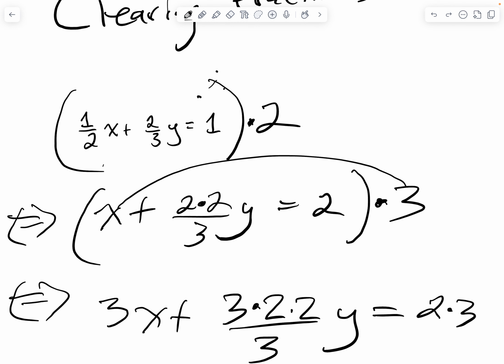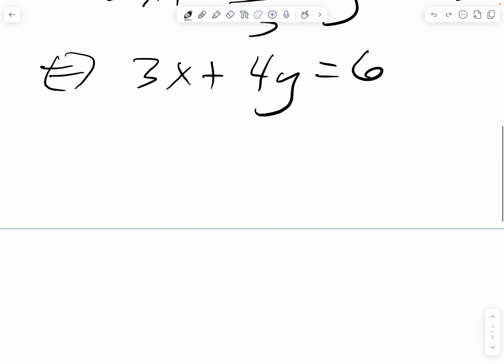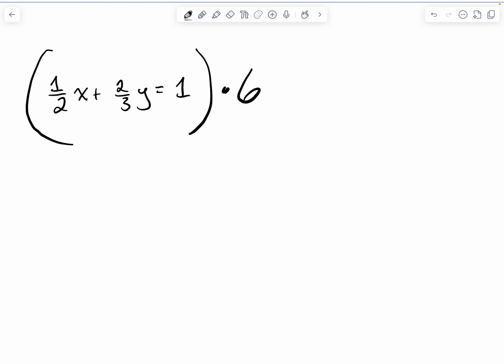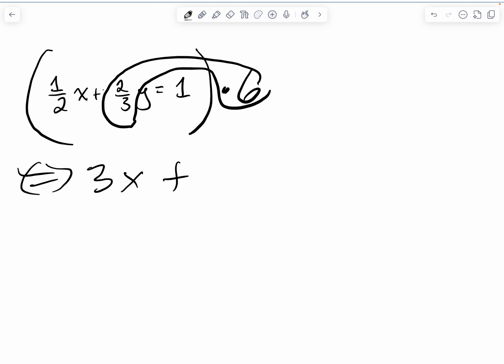Y'all would probably do this. Here's what y'all would do. And it works, but it's not the best method. You'd realize the smallest number that 2 and 3 both go into is 6. And if you multiplied everything times 6, you'd say, well, okay, 2 goes into 6, 3 times. And this one, if we multiply that and simplify, there's another problem y'all could do. You could either go 6 times 2 is 12 and then divide by 3, but now you're going all the way up to 12.